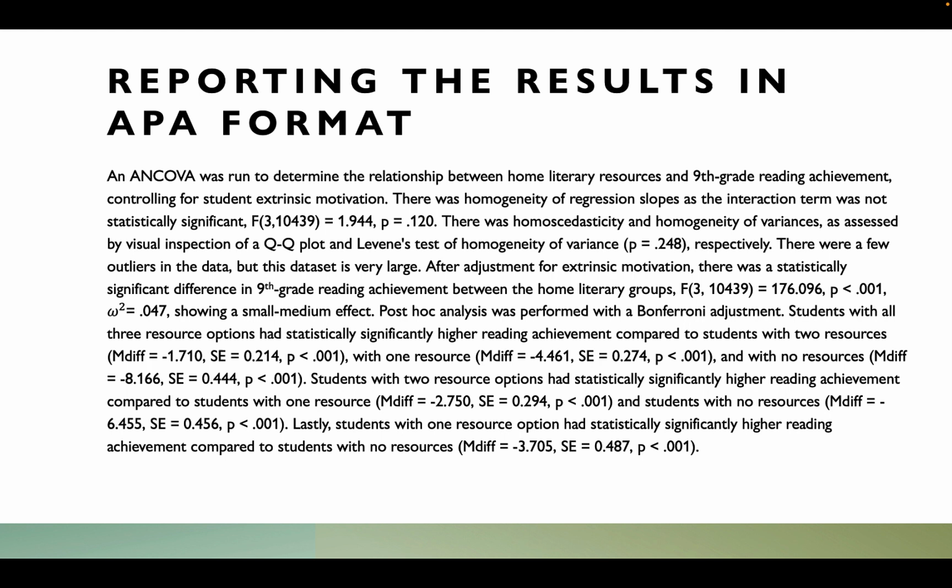We then go to students with 2 resource options in the home and note they had statistically significantly higher reading achievement compared to students with 1 resource in the home. And again, we report that mean difference, the standard error, and the p-value. And students with no resources in the home, again, reporting the mean difference, the standard error, and the p-value. Lastly, students with 1 resource option had statistically significantly higher reading achievement compared to students with no resources, and we report that mean difference, the standard error, and the significant p-value.